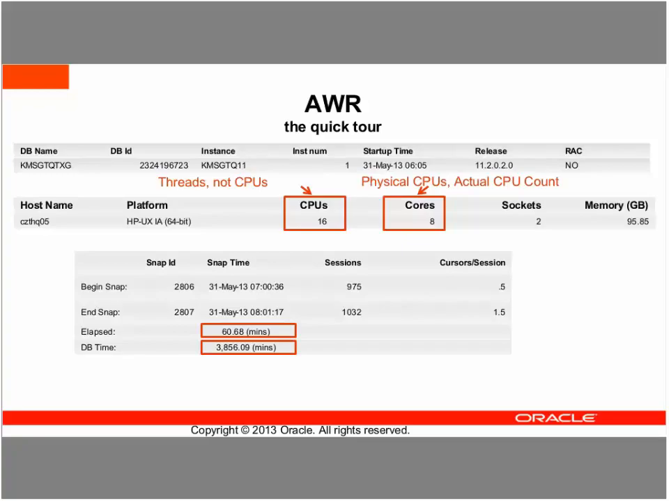So let's take a look at an AWR report. And by the way, all this information has been obscured, so there's nothing identifying in it. It's just nonsense strings I've put together, except for things like the platform, that it's an HPUX machine. So across the top, we see the usual information with the time the instance started up. We see it's 11.2.0.2. It's not RAC. And then we show in the hardware, we know it's HPUX. We see 16 CPUs, 8 cores, and 2 sockets. So what does that mean?